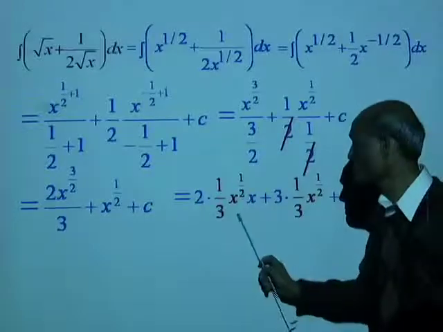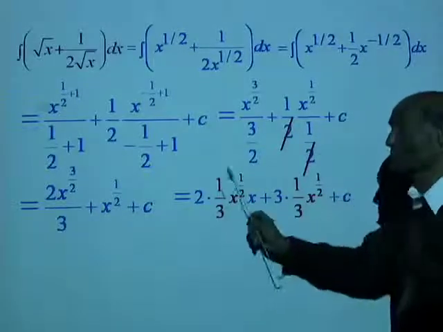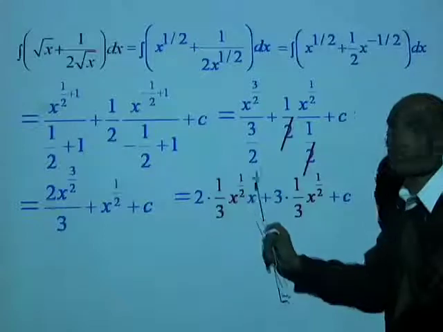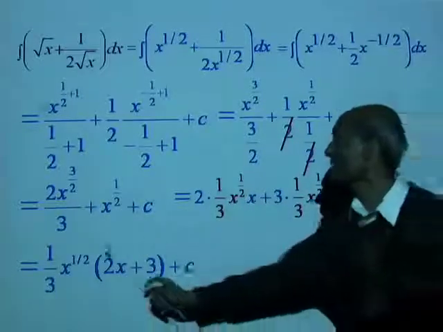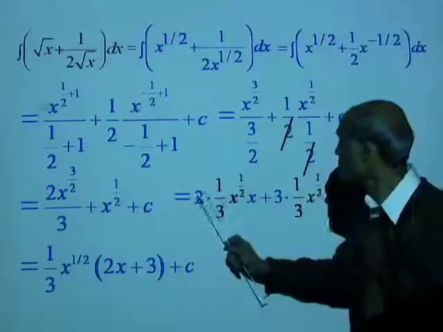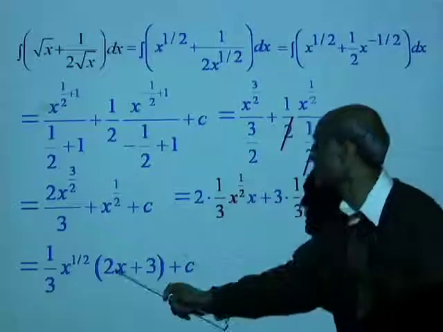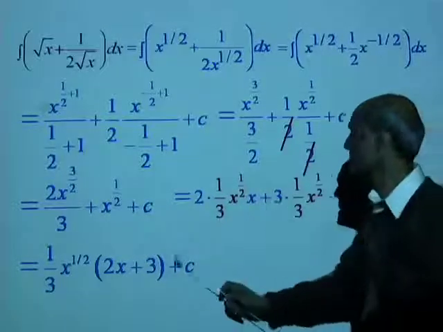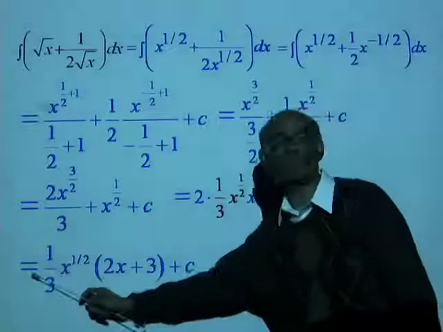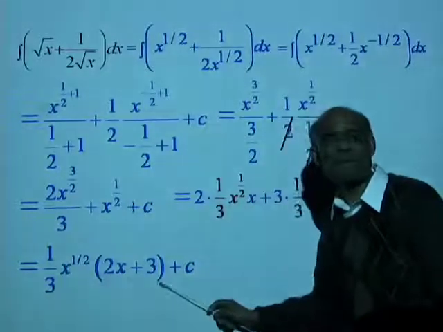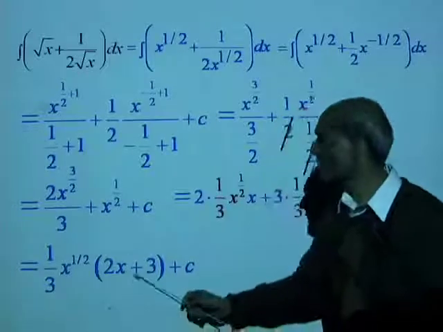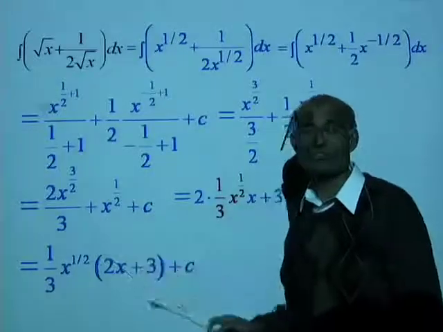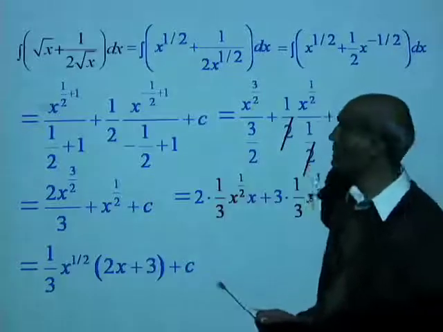All right, now let's factor out the common terms. What are the common terms we can factor out? 1/3 x to the power of 1/2. So that comes out, leaving 2x in the first term plus 3 in the second term. Now look at this. This is a much better and a much cleaner way of writing the result than this. But you can also do one more thing.